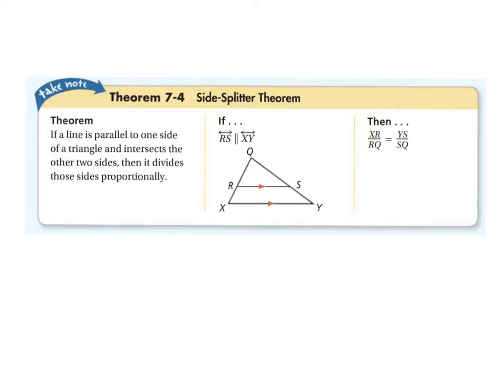Now you don't want to get this confused with the triangle midsegment theorem because it kind of does look like a midsegment, except maybe it's not right in the middle, and therefore it's not a midsegment, even though one of the properties of midsegments was that it was parallel to the third side. Since we don't know where R and S are, we're not going to say it's a midsegment. So here we just have a side splitter theorem, and we have a segment RS that's parallel to this third side, XY.